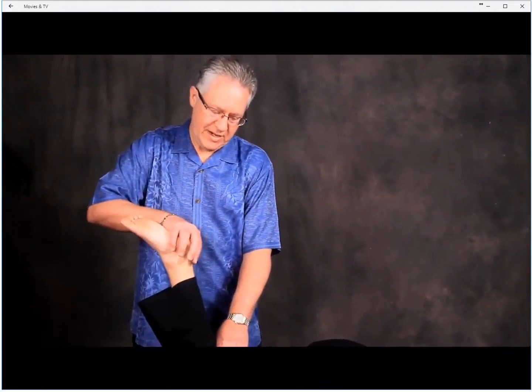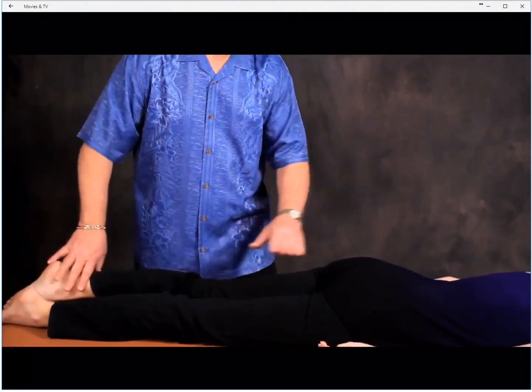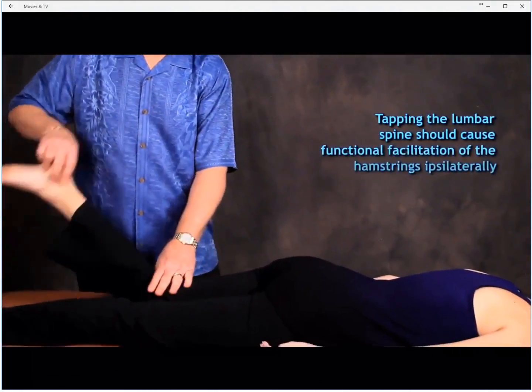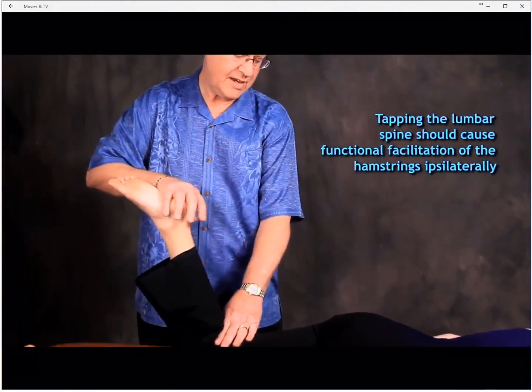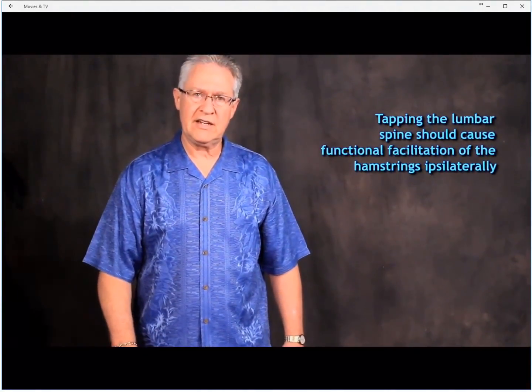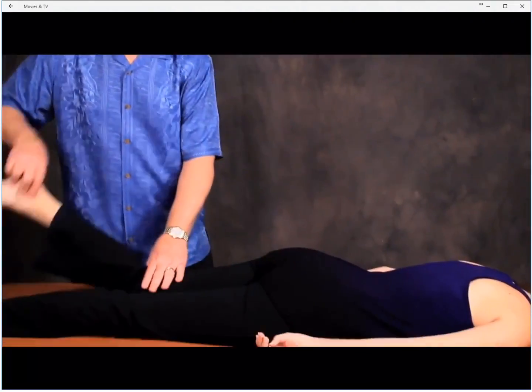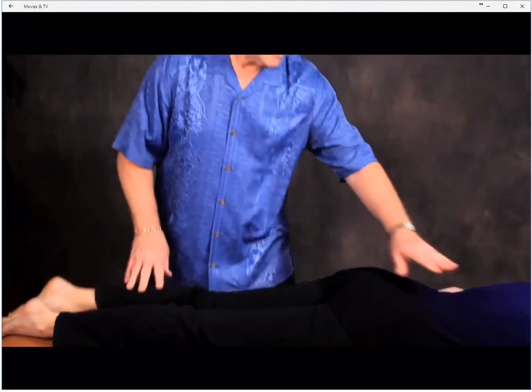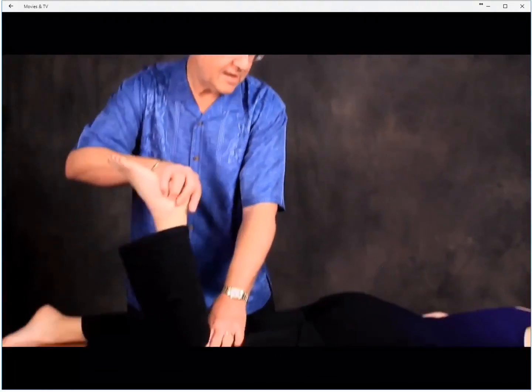I was at a functional neurologist's office in La Jolla, California, and I was on the table, and he checked my hamstring, functionally facilitated, and he tapped my lumbar spine on the same side as the hamstring, and it was functionally facilitated. And I said, wait a minute, that should be functionally inhibited. He says, no, it should be facilitated. He tapped it again, and it was facilitated. The opposite side, same thing, it was facilitated. So we had a discussion on what we would anticipate.